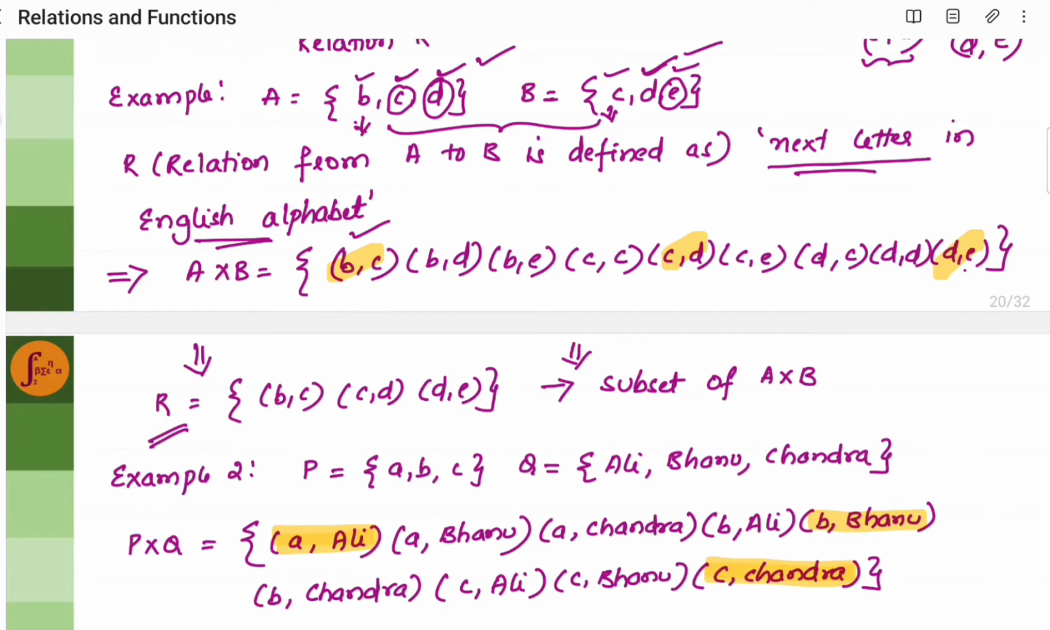So you have B C. Is B D satisfying this particular relationship? No, because D is not the next letter to B. Is B E satisfying? No. C C? No. Is C D satisfying? Yes, because D is the next letter to C. Similarly, C E? No. D C? No. D D? No. D E? Yes. E is the next letter to D. So out of this entire A into B, there are three ordered pairs in R. Basically, these ordered pairs satisfy this relationship. So now if you notice, R is nothing but a subset of A into B.